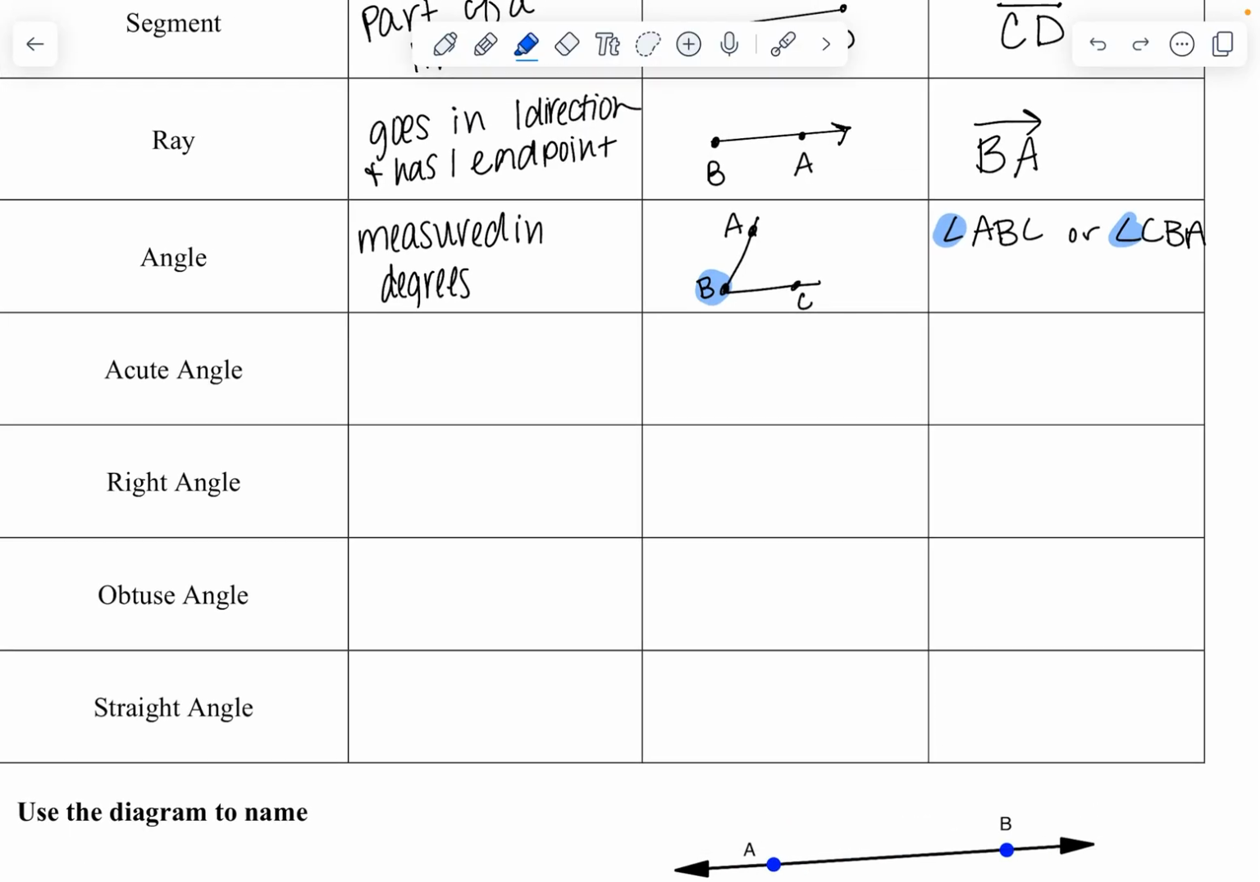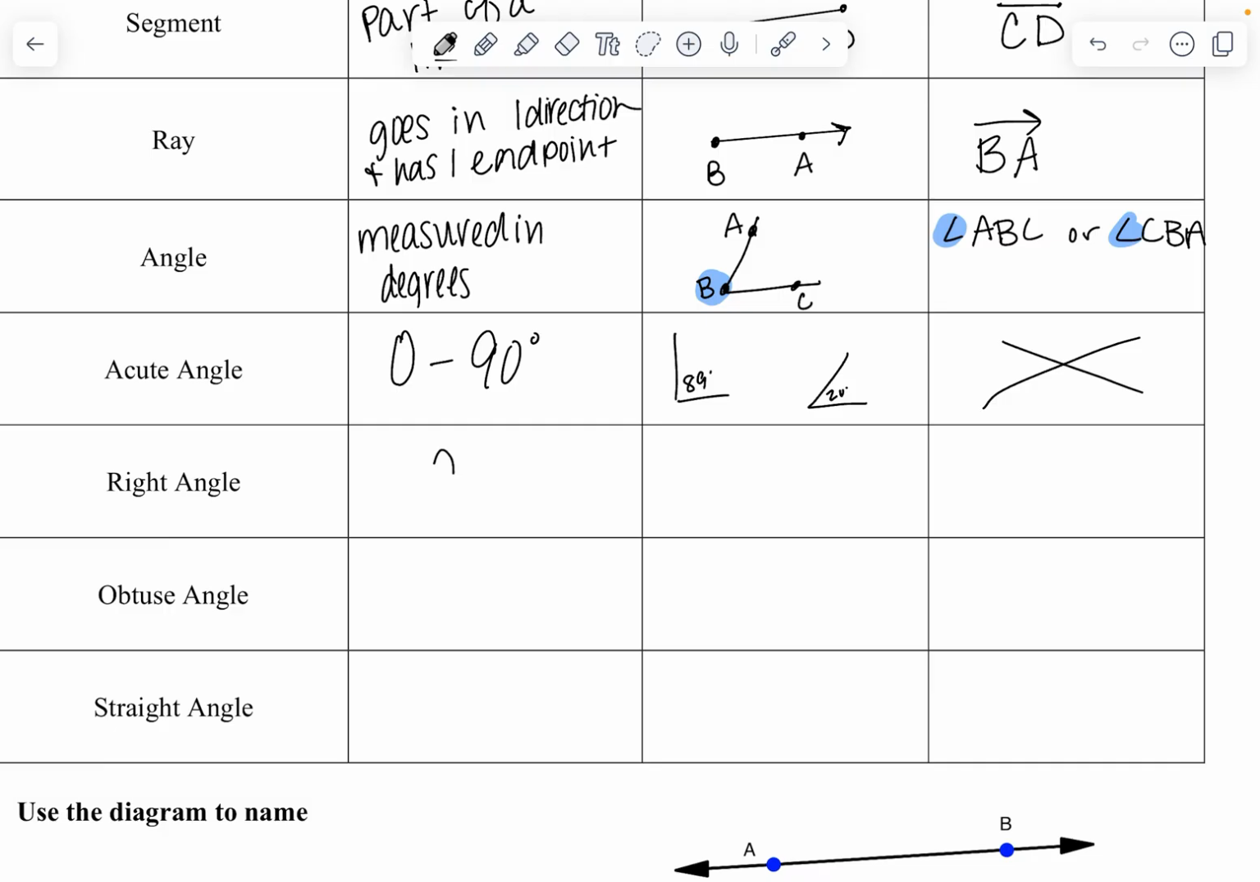Okay, 4 types of angles: acute, right, obtuse, and a straight angle. An acute angle measures between 0 and 90 degrees. So it's got to be bigger than 0, less than 90 degrees. So this could be an angle like 89 degrees, or it could be as small as 20, just something little, just between 0 and 90 degrees. There is no notation here, so you can cross it off.